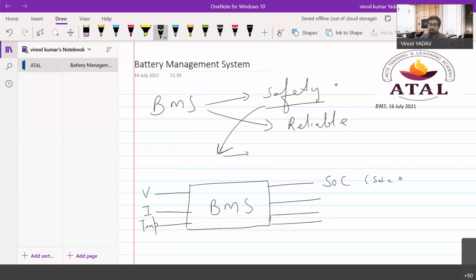state of charge. Basically, this SOC indicates the status of your battery. Like for example, in a mobile phone, your battery is indicating 70%. That means 70% capacity is remaining in the battery. So the SOC indicates that only. The next parameter is SOH, that is the state of health.